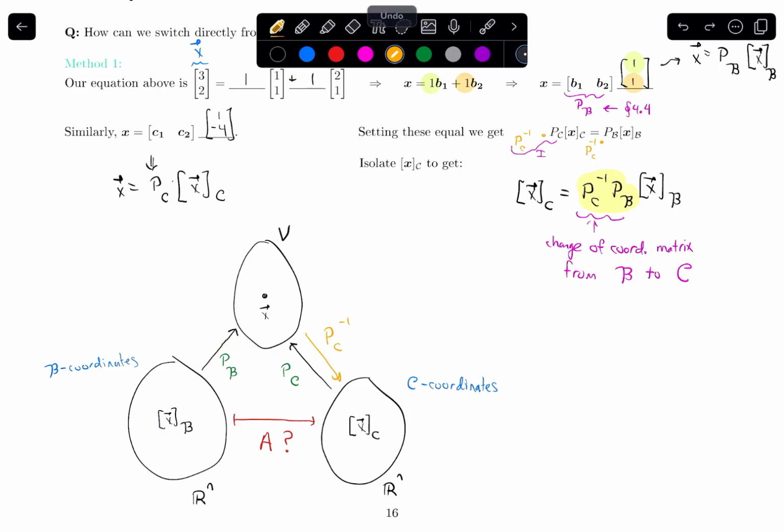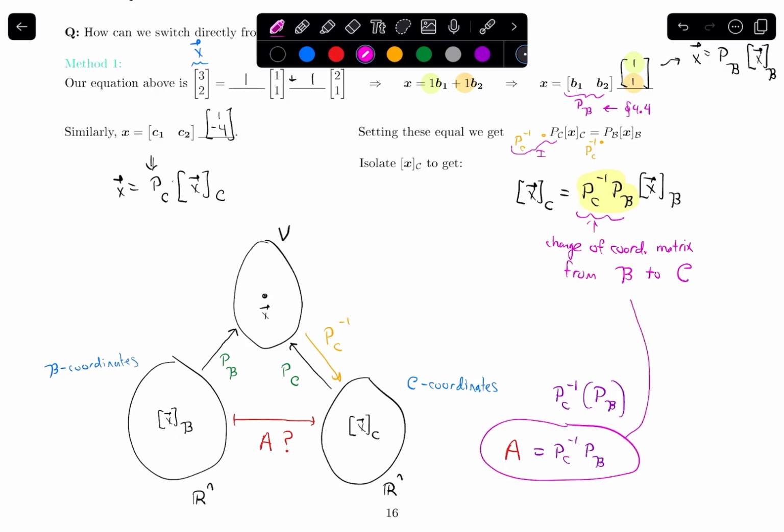So in other words, I'm doing a composition of functions. I'm applying PB first, and then afterwards I'm going to apply PC inverse to do the second half of this. Doing this composition of functions is the same thing as writing the 2 matrices multiplied, PC inverse times PB. And when I multiply those 2 matrices, that gets me from XB to XC. In other words, that is this matrix that I'm looking for, this mystery matrix A, which we are calling the change of coordinates matrix.